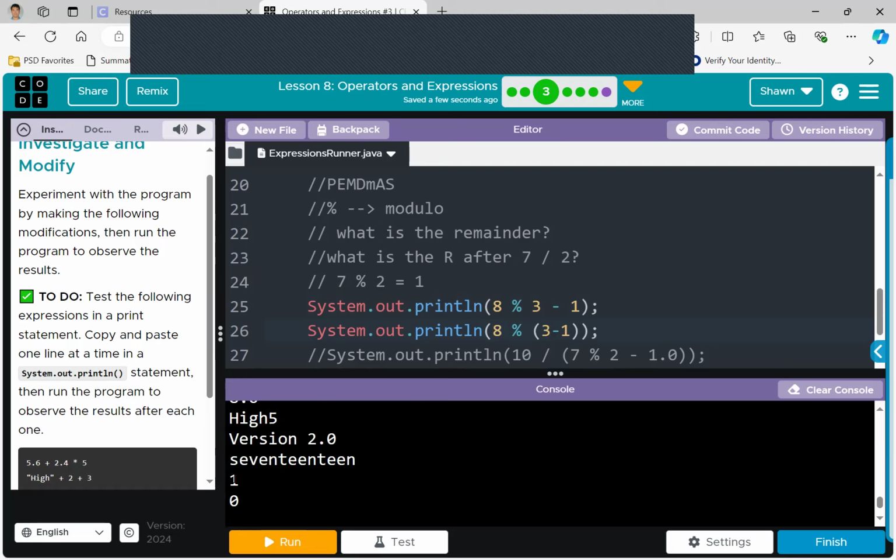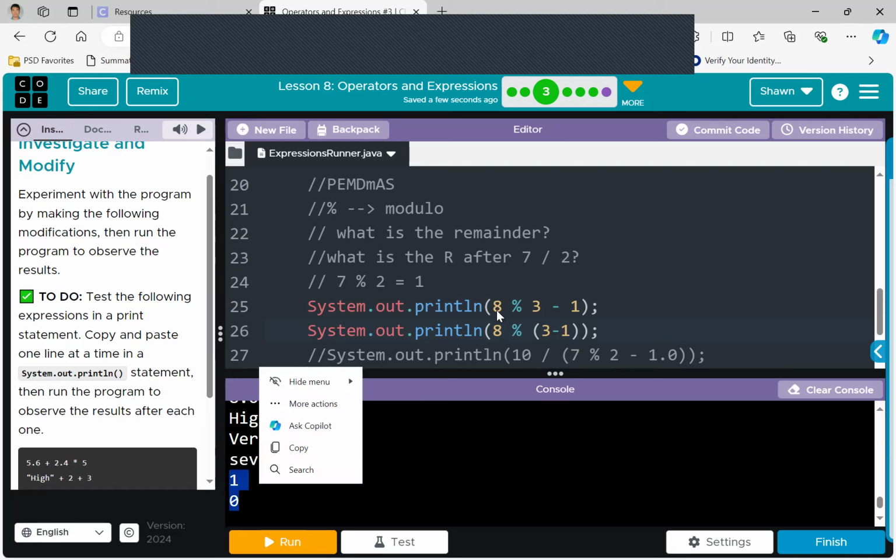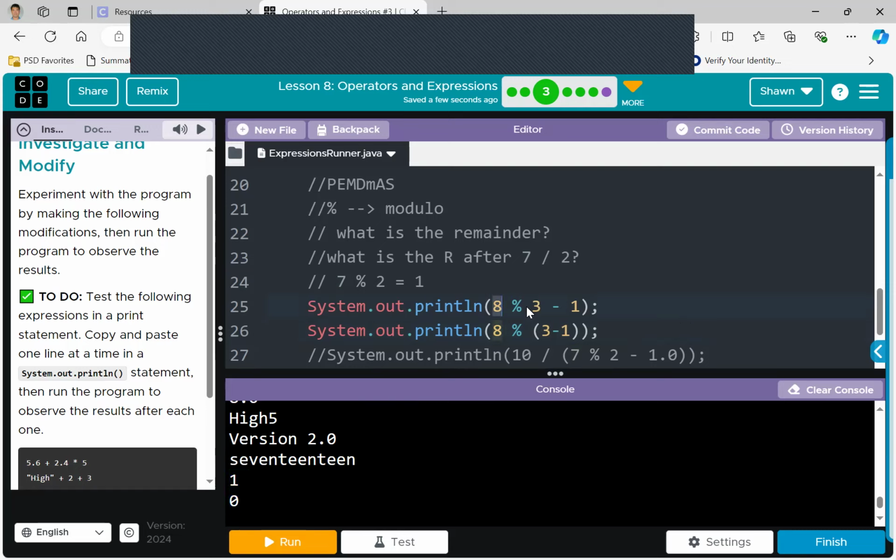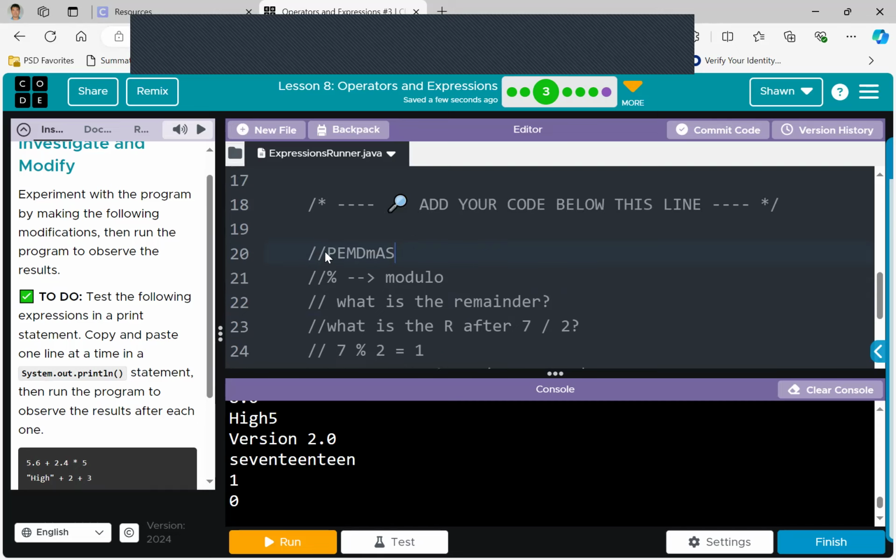There we go. So you can see the difference here, and let's walk through it one more time. 8 mod 3 shows me that 3 goes into 8 2 times and leaves a remainder of 2. 2 minus 1 is 1. In this case, 8 mod 2, 2 goes into 8 4 times, very clean, right? There's no remainder, so that would be your 0. So this is showing me that the mod happens before the subtraction. 8 mod 3 is prioritized before we do the minus 1. So again, PEMDAS is what you need to know. We're going to do parentheses, exponents, multiply, divide, then mod, and then add and subtract.